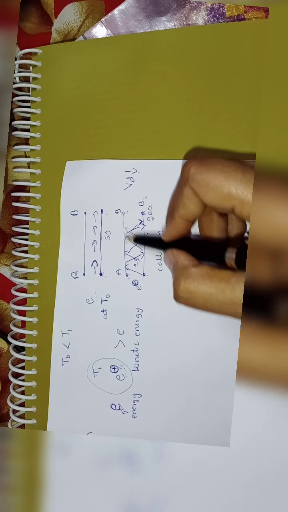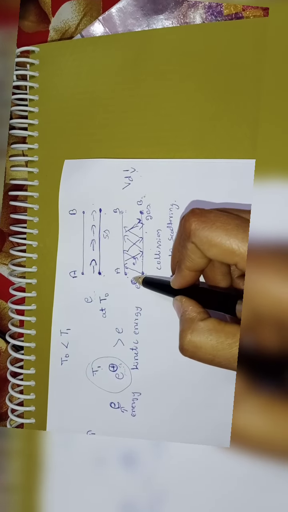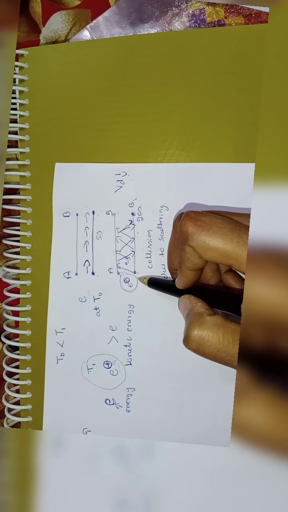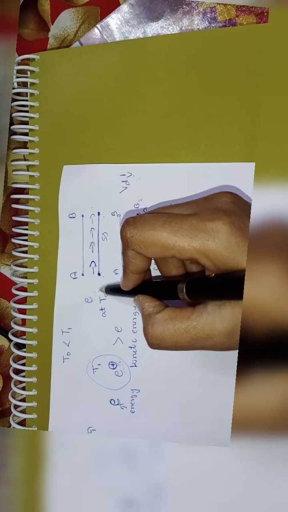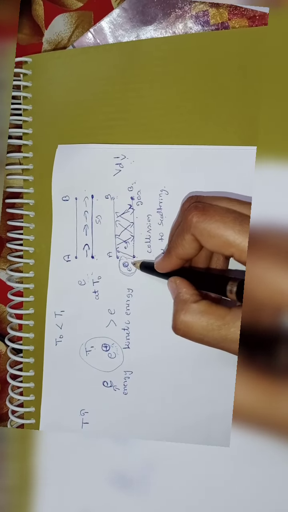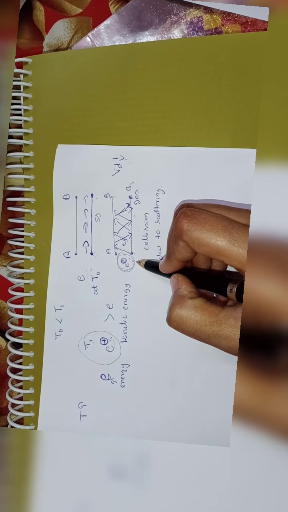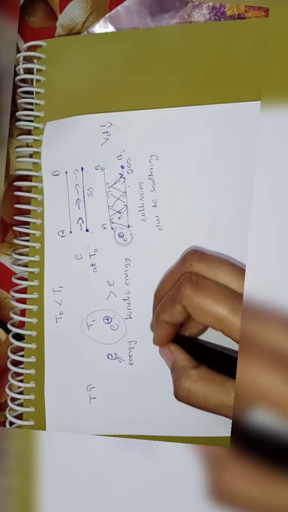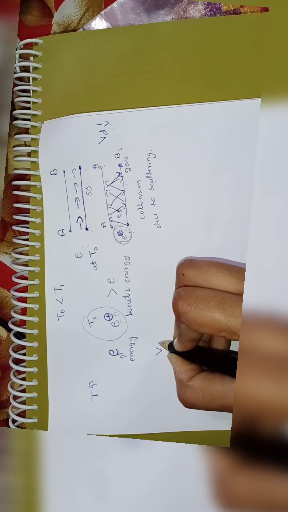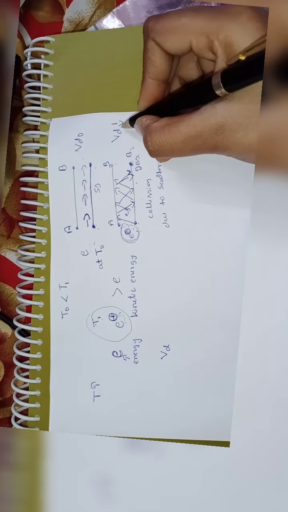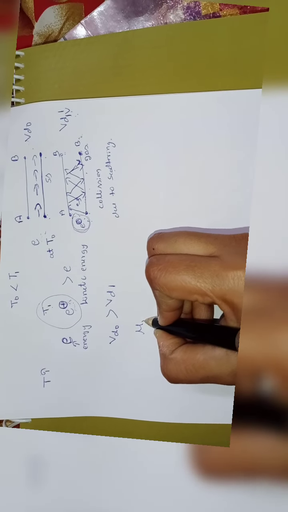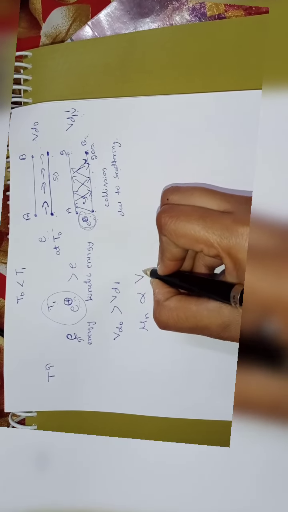So the velocity of this condition, that is the energetic electron's velocity, is less compared to the normal electron. We can also call this the odd electron. The odd electron velocity is less than the normal electron. That is, this is Vd naught and this is Vd1. Vd naught is greater than Vd1. We already know that mu n is directly proportional to Vd.